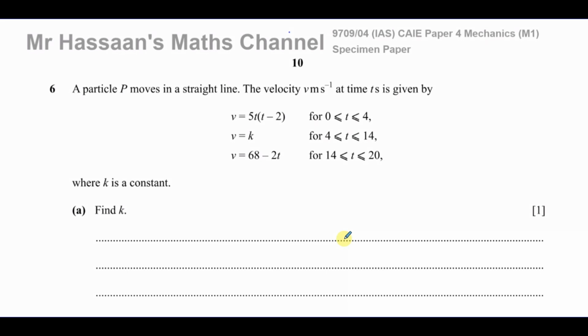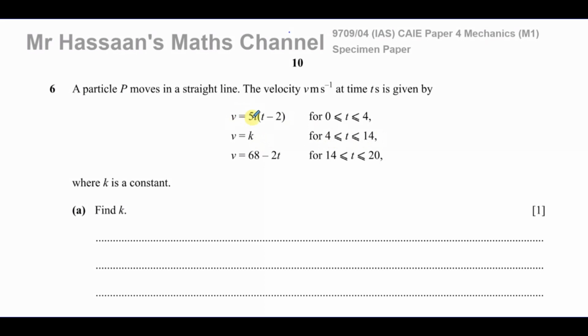So this object moves in different ways. Its velocity follows different patterns in different domains of its time. It says where k is a constant, we've got to first find the value of k for 1 mark. So k is basically the velocity in the region between 4 and 14 seconds.